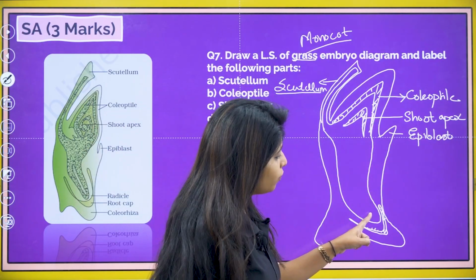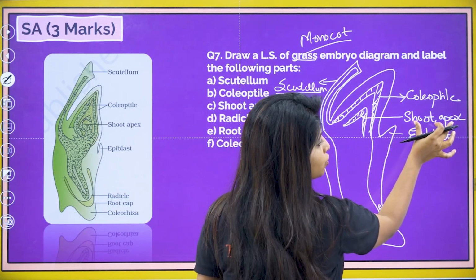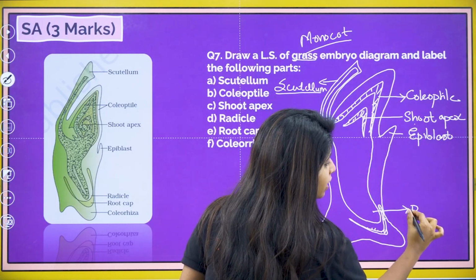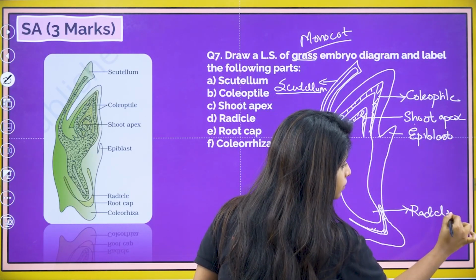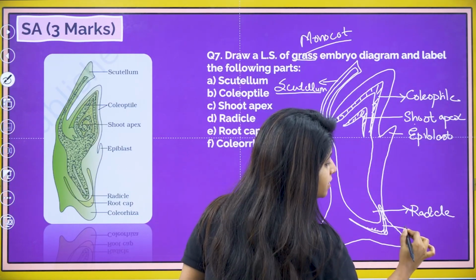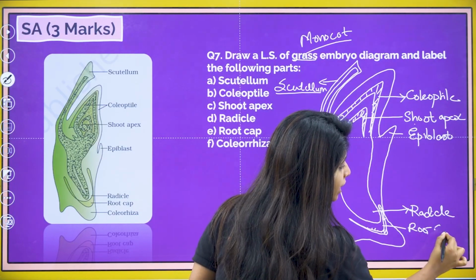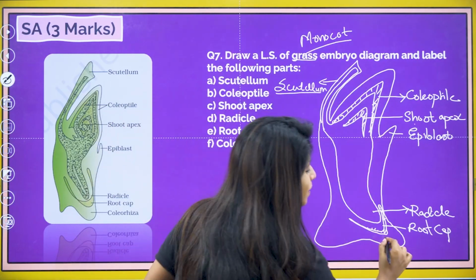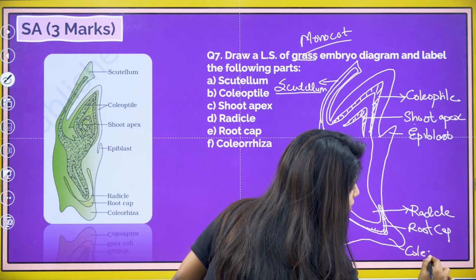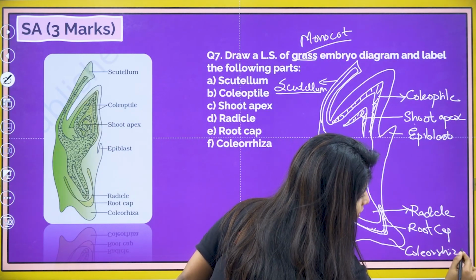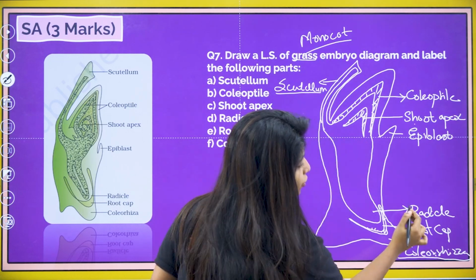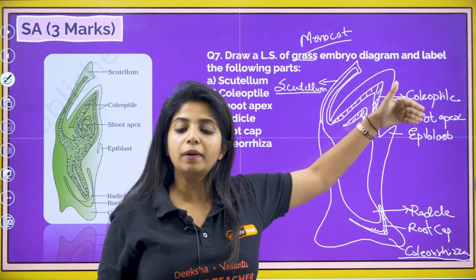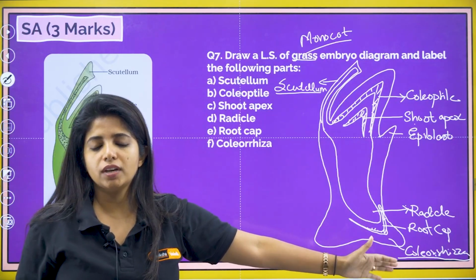Now, over here, if this is the shoot apex, then there should be a root apex, which is also known as what? Radicle. Agreed? Now, radicle is covered by something that is known as the root cap. And all of it together is covered by something that is known as coleorhiza. R is there for roots, and P is there for plumule. So, coleoptile is towards the plumule region and coleorhiza is towards this region.